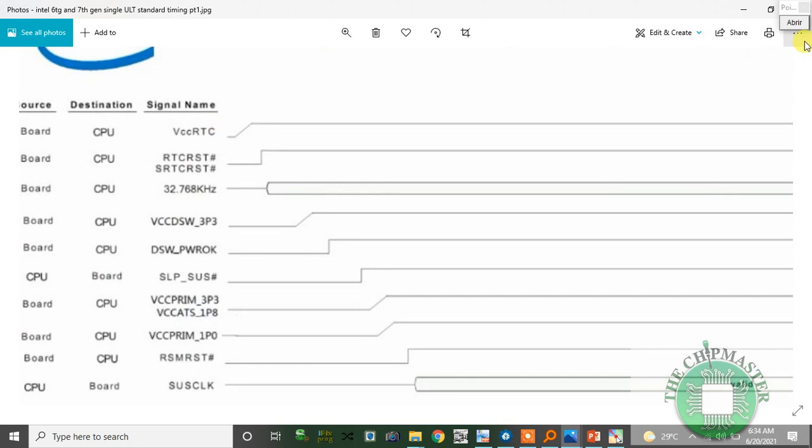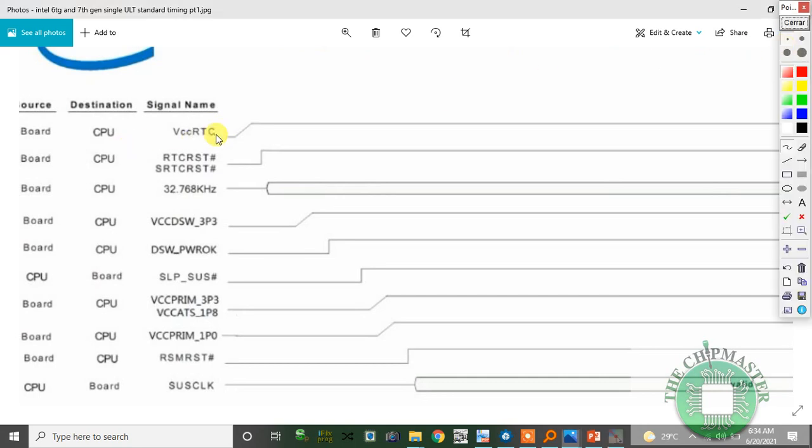So as you can see, we are on our way. We have done the RTC supply, reset, and clock. The deep sleep well is okay, right? And it is getting the power okay. So this board does support the deep sleep.